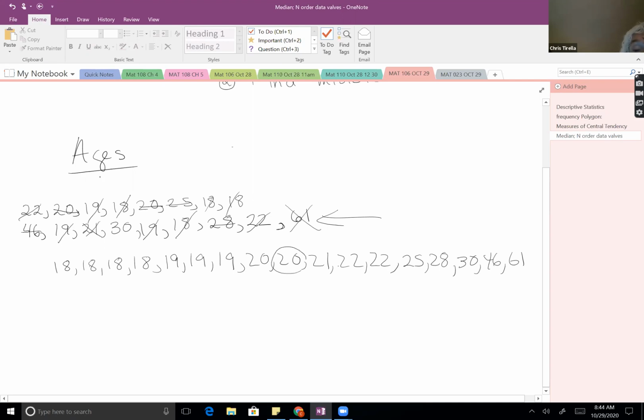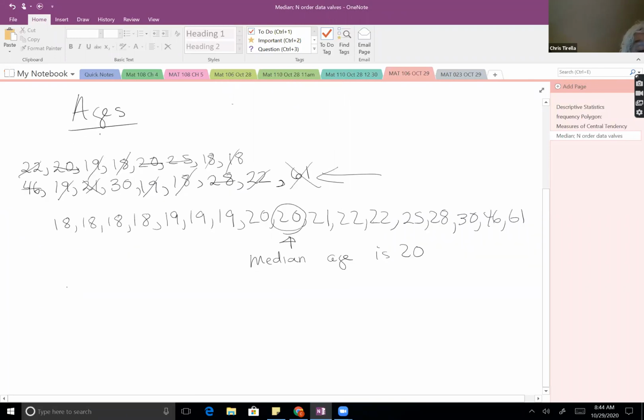And so counting in from both sides, we'd say that the median age is 20. And because we had an odd number of values, the median is the exact middle.